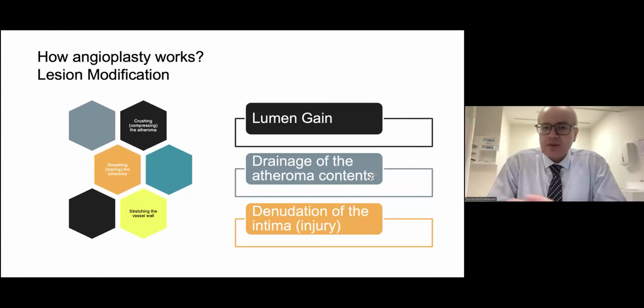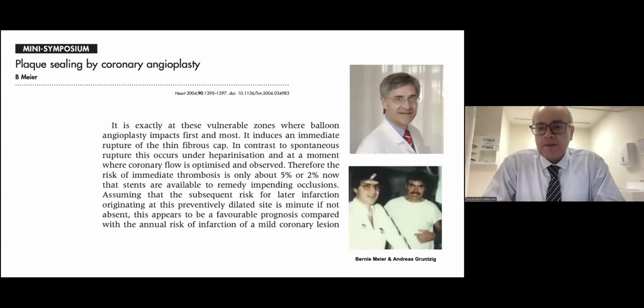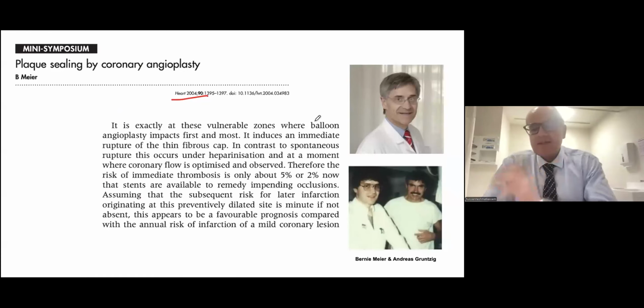So guess how much pressure do we need to put on the atheroma, which is mostly hard material, in order to break it. The main mechanism of action of angioplasty is fracturing the atheroma, draining its contents and denuding the intima, and to a lesser extent stretching the vessel wall. These are not my words, these are the words of people who invented coronary angioplasty. I would urge every one of you to go to this seminal publication published more than 20 years ago by Bernie Meyer, who was one of the early apprentices of Andreas Grunzig.